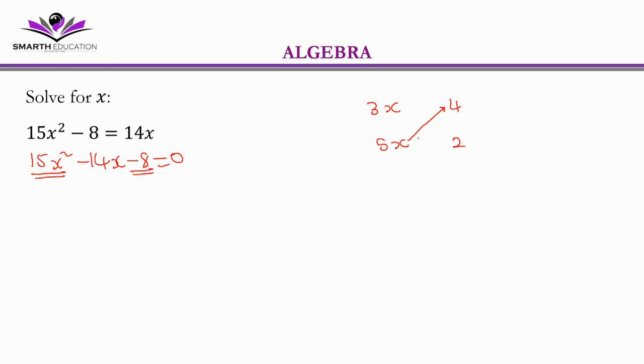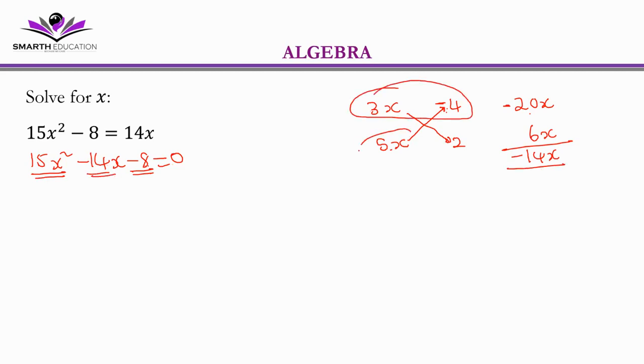So 5x times 4 is 20x, then 3x times 2, that is 6x. So this combination can give us negative 14x if this is negative 20. So it means this must be negative 4, so that 5x times negative 4 will give us negative 20. And if we add these, they give us negative 14x, which is this term here. So now these are the factors. You just take these and this. These are the factors.